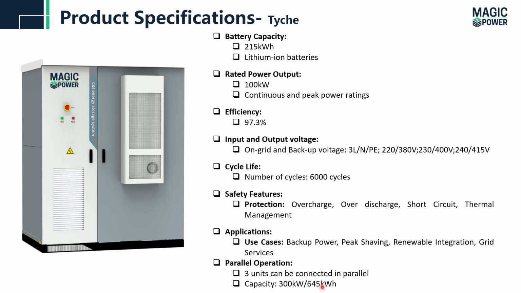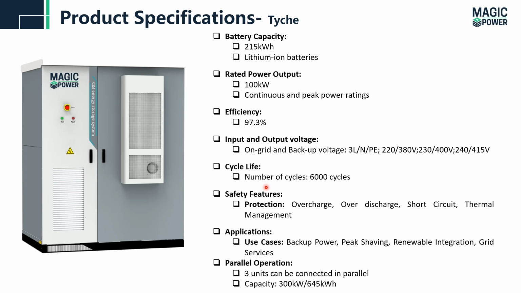The next one is the medium scale energy storage system. The series is called Taichi, and the battery capacity is 215 kilowatt hour. The cell technology is lithium-ion batteries. The rated output power of the system is 100 kilowatt, which is a continuous and peak power rating. The efficiency of the system is 97.3%. The voltage, either input or output, again, the system is three phase, so it could be 380, 400, or 450.